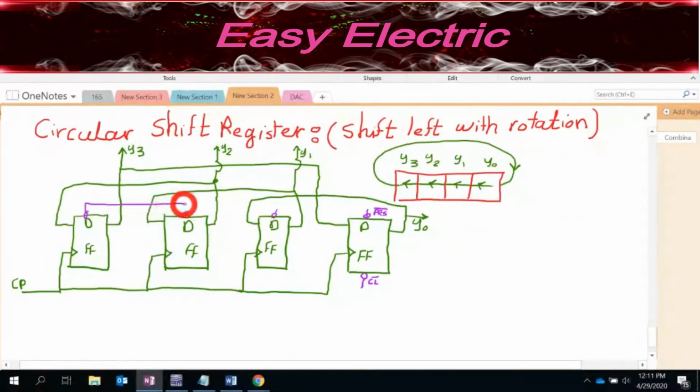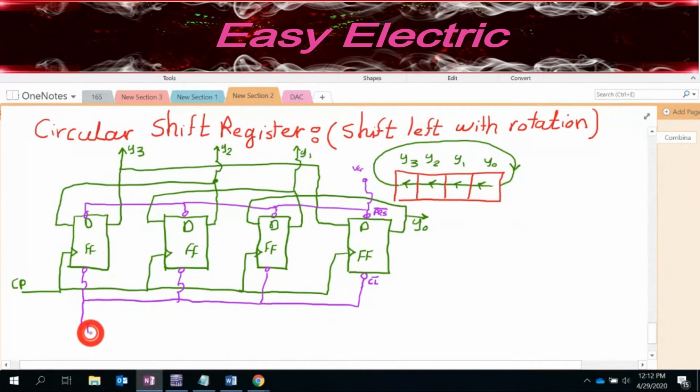So we don't need these presets. We connect all of them to VCC or 1, so that all of them are deactivated. But for clear, we connect all these clear pins that we have here together and label that as initial.